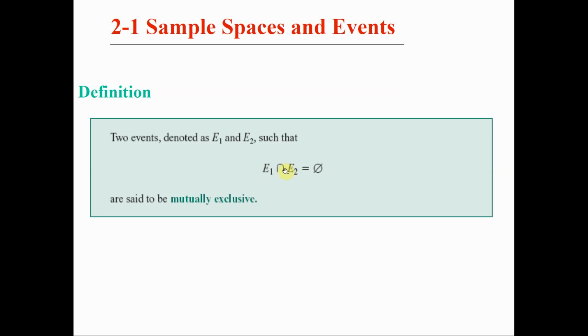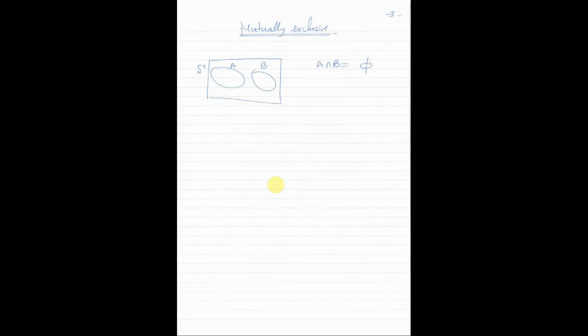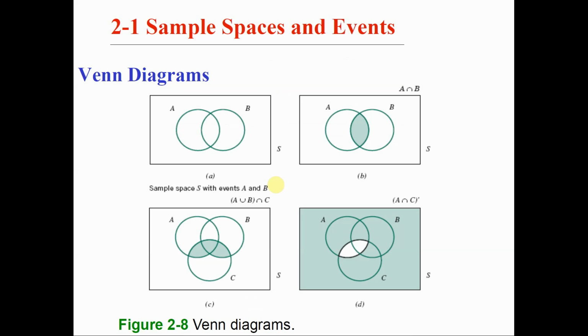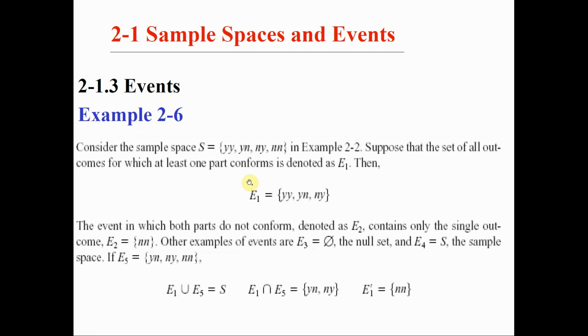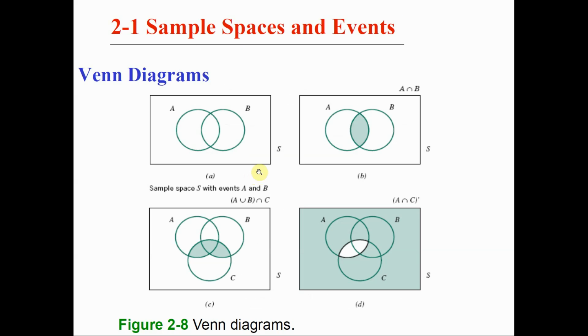E1 and E2, as I try to explain now, are not mutually exclusive. If you try to get the intersection between them, that intersection has something in common, which is the grade B plus. Okay, one final example on set operations, using the Venn diagram. So instead of having an example like this, which is explicit, where the events and the sample space are explicitly given, here we just have a Venn diagram.